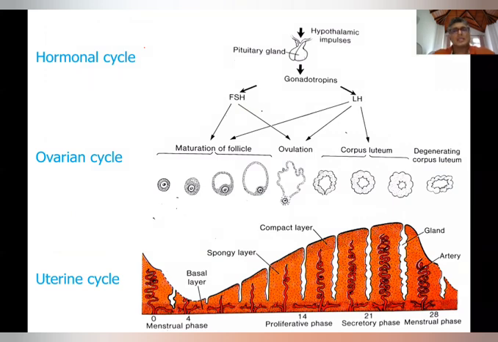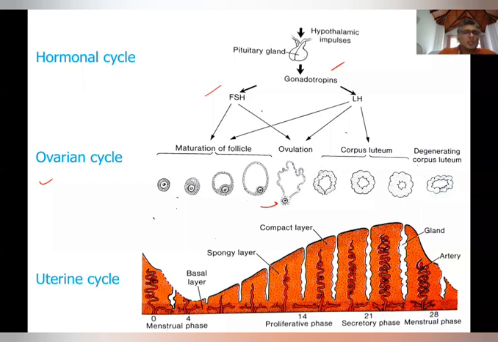Now if you put the 3 cycles together, the hormonal cycle, ovarian cycle, and uterine cycle, this is how you see it. Here you get these things we have discussed, the gonadotrophins FSH and LH. They have this influence, FSH during the first 14 days, LH mainly during the second 14 days. And this is how the changes take place at the ovary, how the follicles are developing and ovulation takes place here. And then the follicle becomes corpus luteum.